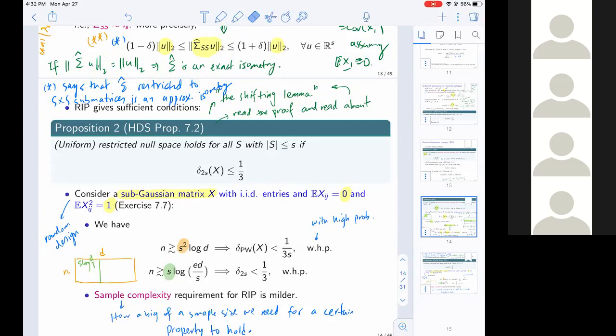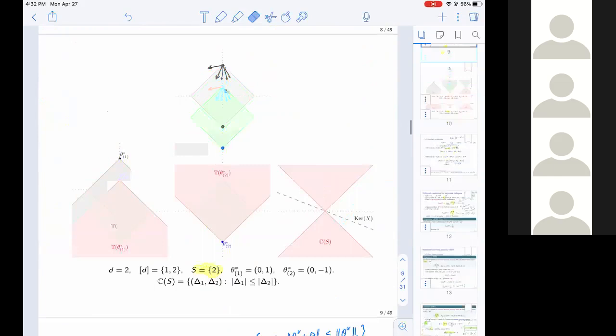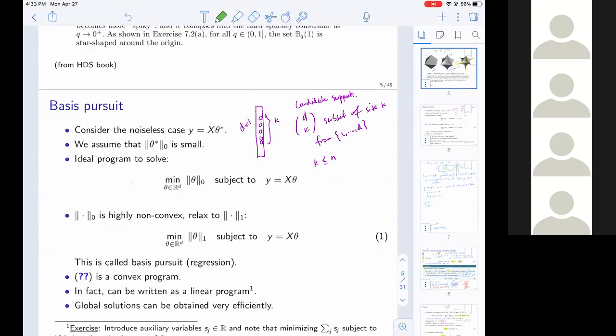So the idea is this. Pick a matrix X, N by D, such that the entries are IID sub-Gaussian with zero mean and variance 1. Fix that matrix. Then with high probability, for any theta star whose support has size at most S, if I solve this problem, I can recover the answer. I get this thing. That is the second one, actually.